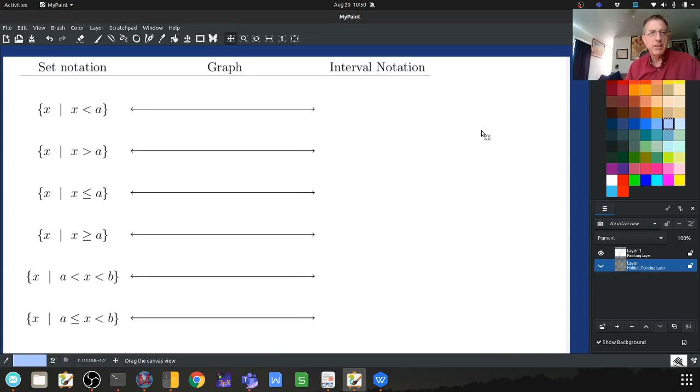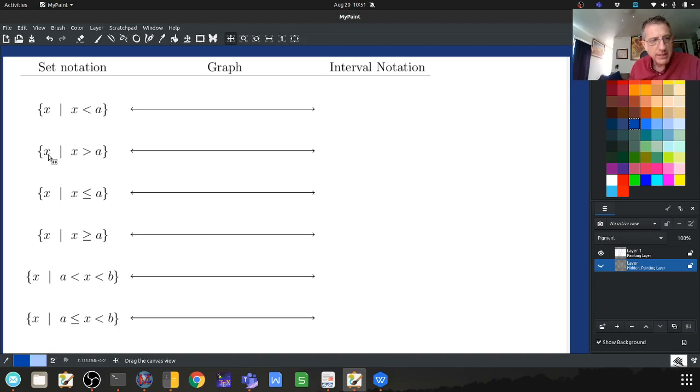So here's our set notation, and what we want to do is draw a graph of that notation. So this is a set. Remember, sets are always included in these curly braces. When I show x, x is just some real number. This vertical symbol here means such that x is less than a. So this set contains every real number x such that those real numbers x are less than a.